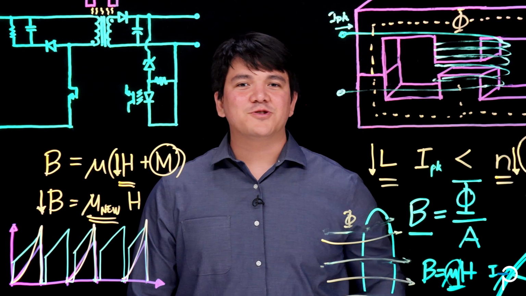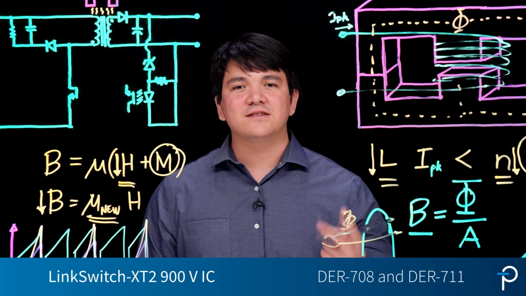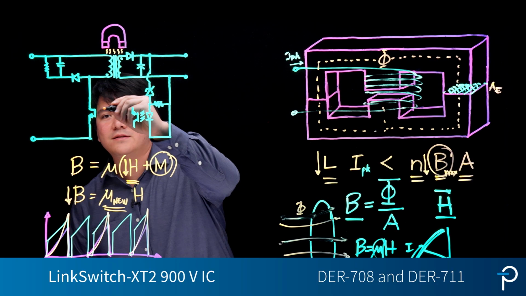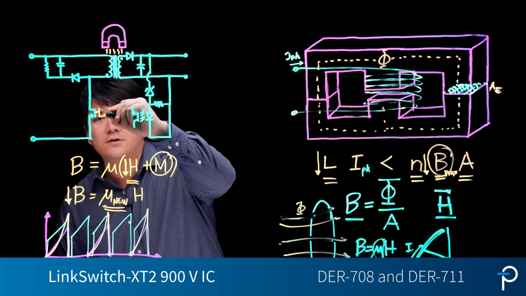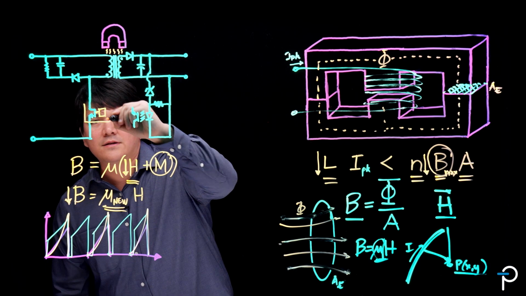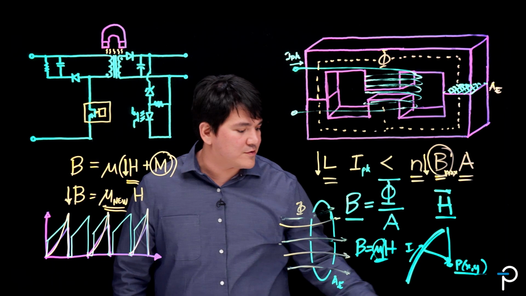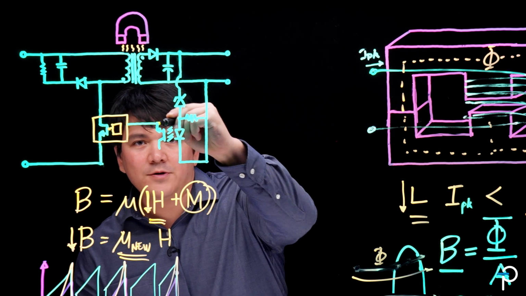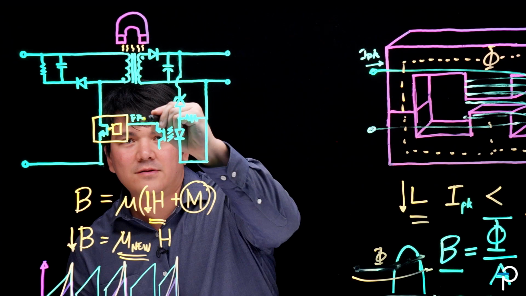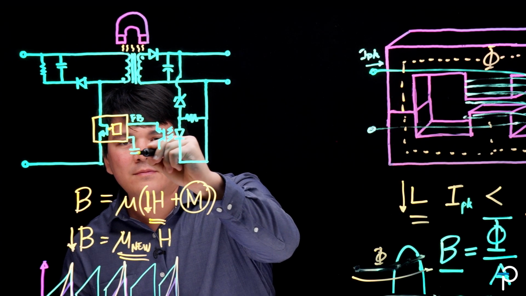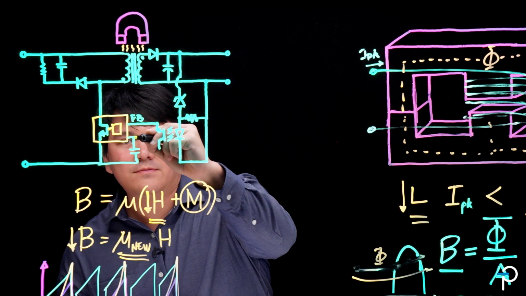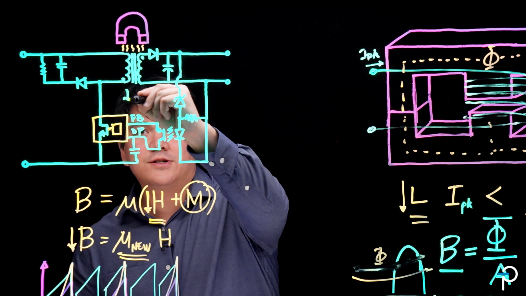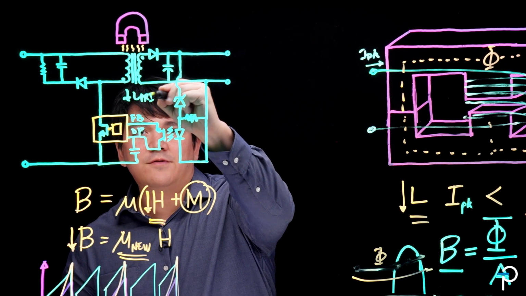To address these issues, we've created two reference designs, DR708 and DR711. They both use PI's LinkSwitch-XT2 900 volts, which has an integrated power device and controller that uses an on-off control scheme. This, along with proper transformer design, component selection, PCB layout, can help guarantee uninterrupted performance despite a potential reduction of the primary inductance of up to 50%.